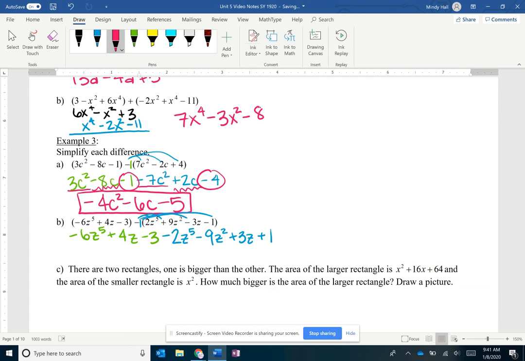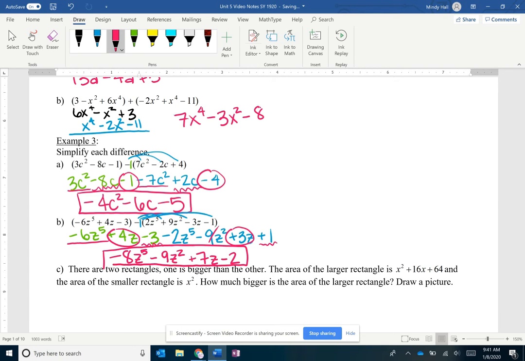So then, combining like terms, we want to look for our highest exponent, which is this z to the fifth. So negative 6 minus 2 would give us negative 8z to the fifth. Then, next highest exponent, we have z squared. So negative 9z squared is all by its onesies. Then we have 4z plus 3z, so that would be a 7z. And then we have negative 3 plus 1, which is negative 2.